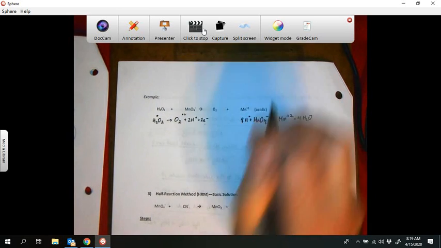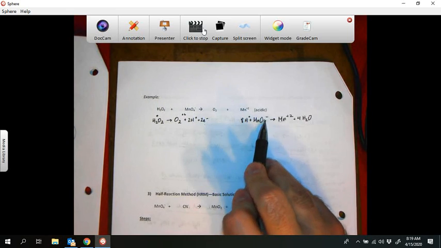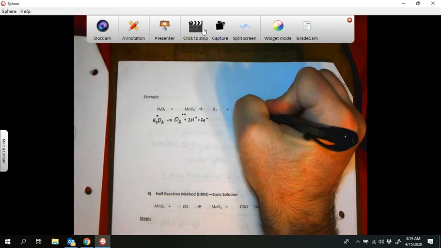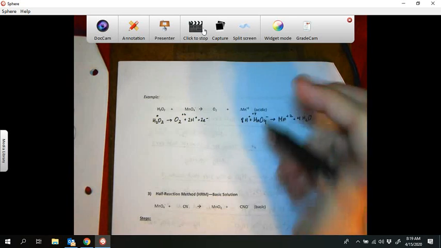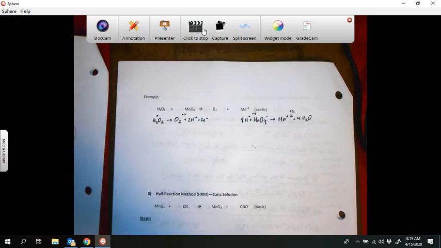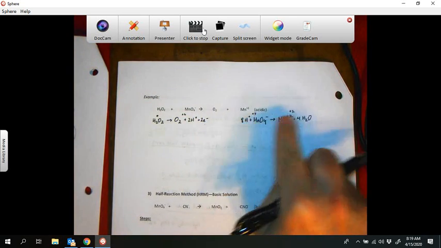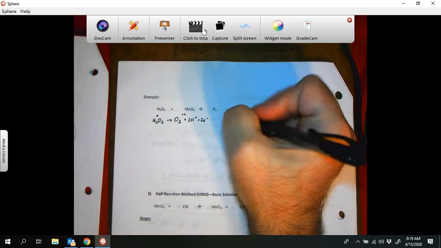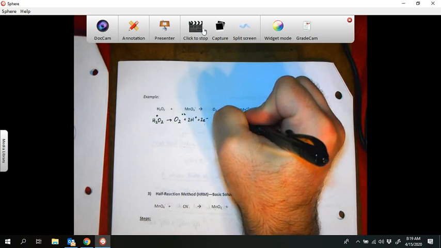Over here, I have 8 H plus and a minus 1, so this is plus 7 on this side. Over here, the only thing I have is plus 2. So our difference between these two is 5, so I have to add 5 electrons to the reactant side.